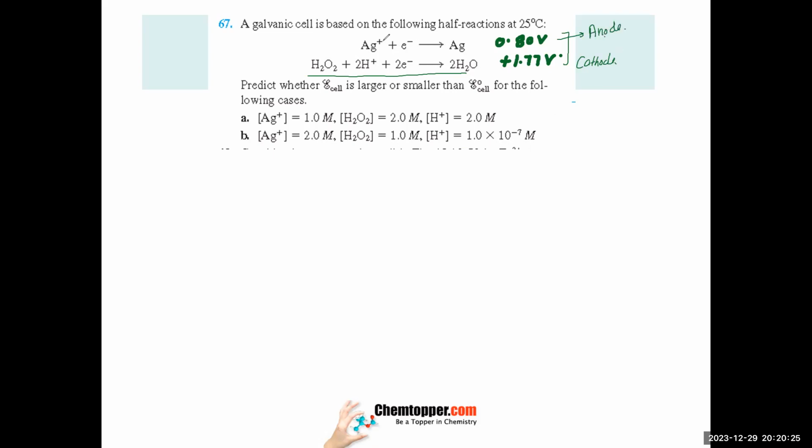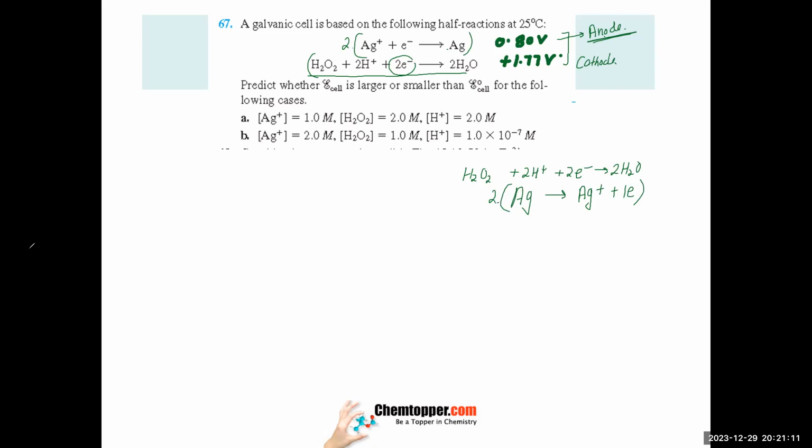Anode means oxidation. So I'm writing the equation again. H2O2 plus 2H plus 2 electrons. I need to multiply this equation by 2. Sorry, not this one, the above equation by 2. Am I right? Because this one is gaining 2, so the above equation should give us 2. But the above equation is anode, so I'm writing it in the reverse manner. Why? Because that is oxidation. Now I'm multiplying the whole equation by 2.